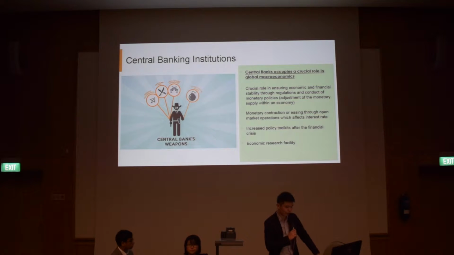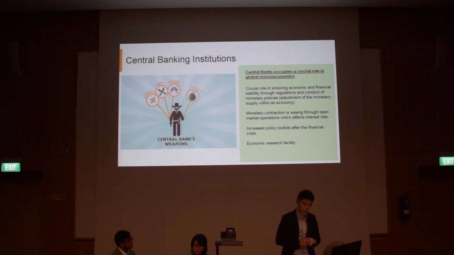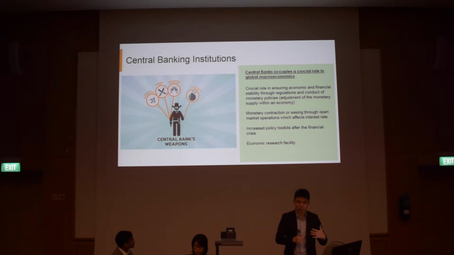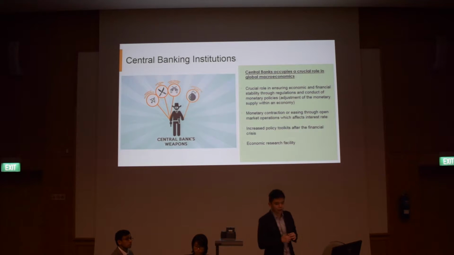In the preceding section we discussed some of the common economic indicators and what they imply. Economic institutions introduce economic policies in response to less than desirable results from these indicators, and the key reactive agent for this type of work would be the central banks. That's why we felt there was merit in including a slide on central banking institutions. So what do central banks do? They ensure economic and financial stability through regulations and the conduct of monetary policy. Sometimes when we read the news, we hear about monetary contraction or monetary easing. This is basically the changing of the conduct of monetary policy, when they adjust the money supply within an economy.